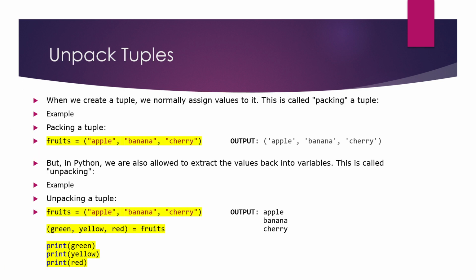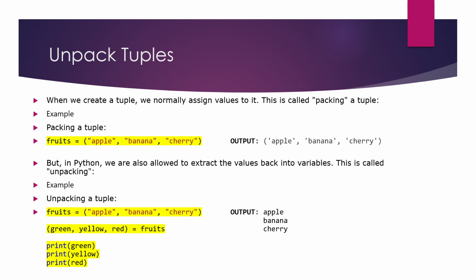The next one is unpack tuples. When we create a tuple, we can normally assign values to it. This is called packing a tuple. For example, packing a tuple means fruits is a tuple containing the items apple, banana, cherry. The output will be apple, banana, cherry. But in Python, we are also allowed to extract the values back into variables. This is called unpacking.